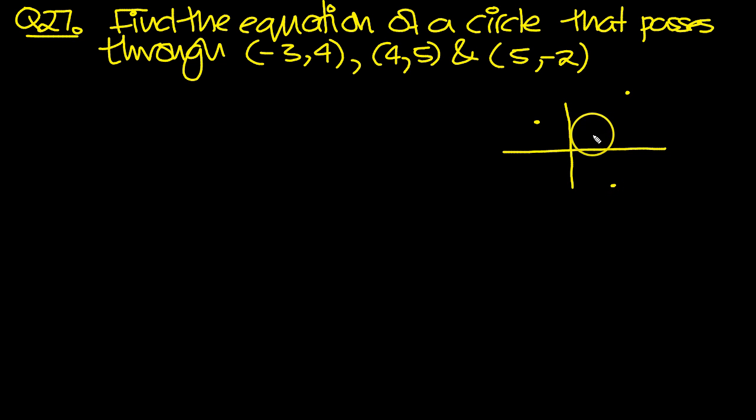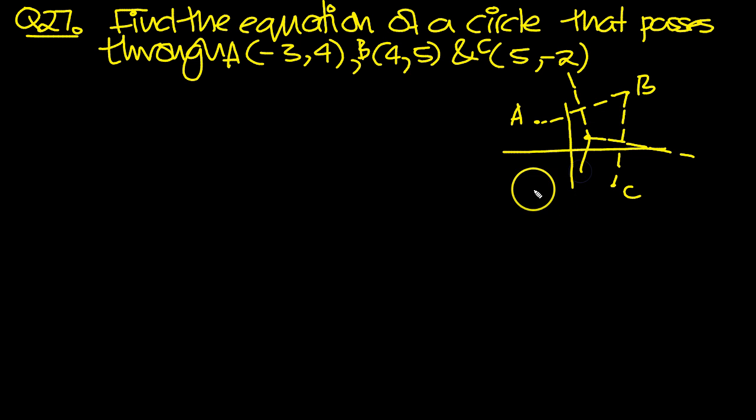Something like that, and we're going to need to find the centre. So we could label these as A, B, and C. A is (-3, 4), B is (4, 5), and C is (5, -2) here. So if we draw a chord from here to here, because these points are on the circle, and similarly a chord from here to here, then the midpoint, and draw a perpendicular line through it, then this should be the centre. So that's what we need to do to find the centre.